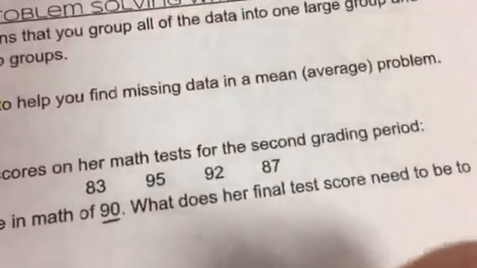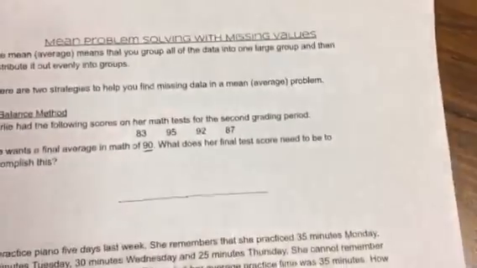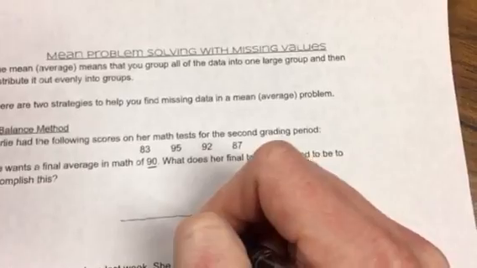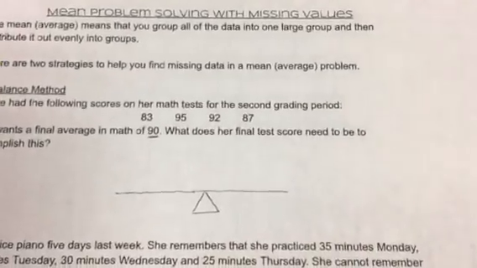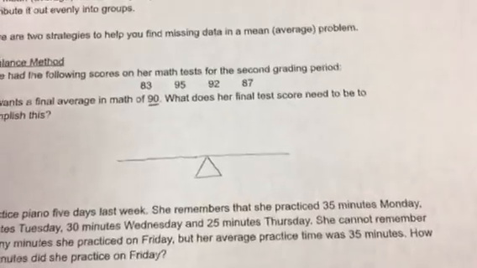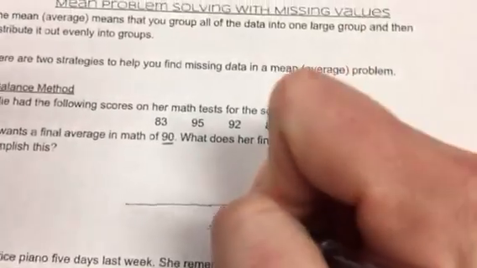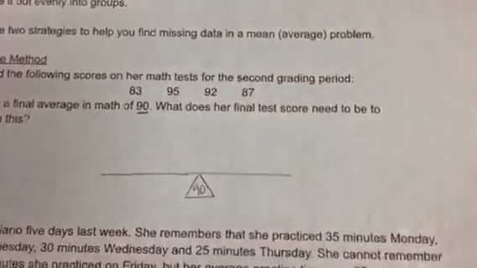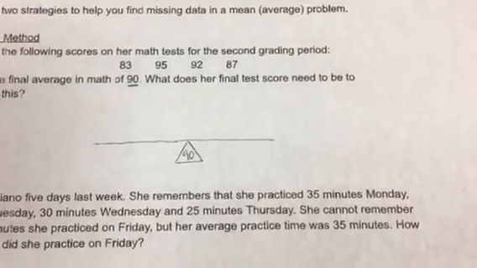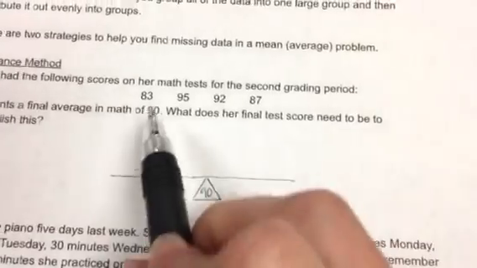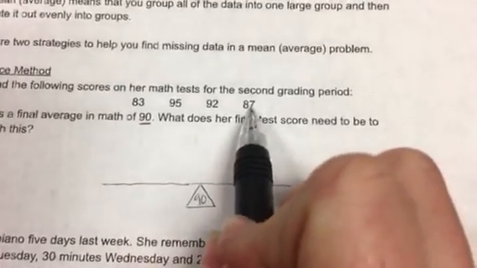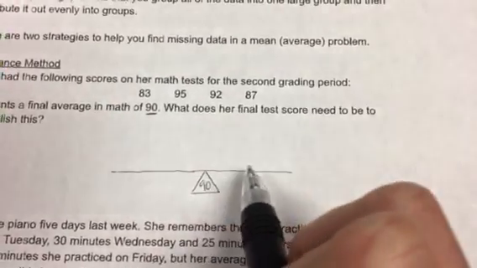we are going to draw a line, and we're going to make a balance. Now, in that balance, we're going to talk about what Marley's goal score is. So her goal is to have a 90. That would be the balance point for our seesaw or our balance. Now I'm going to take the test scores that she's already made, and I'm going to see if I can put them on this balance.